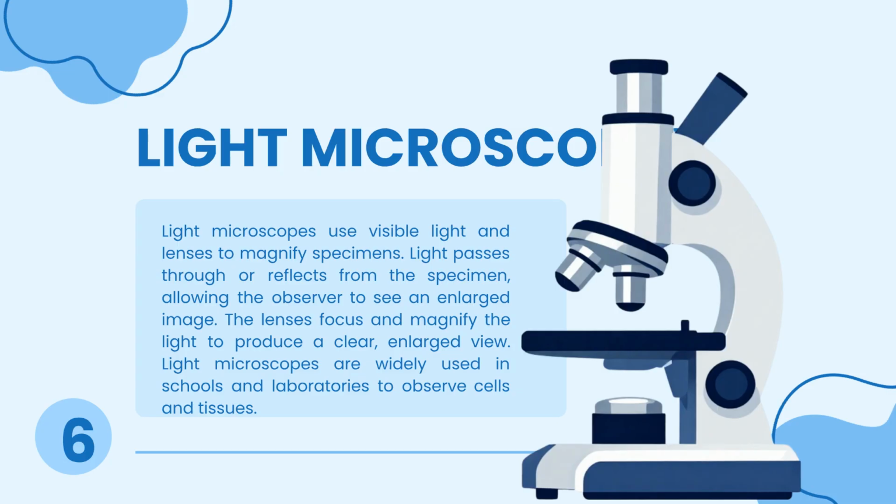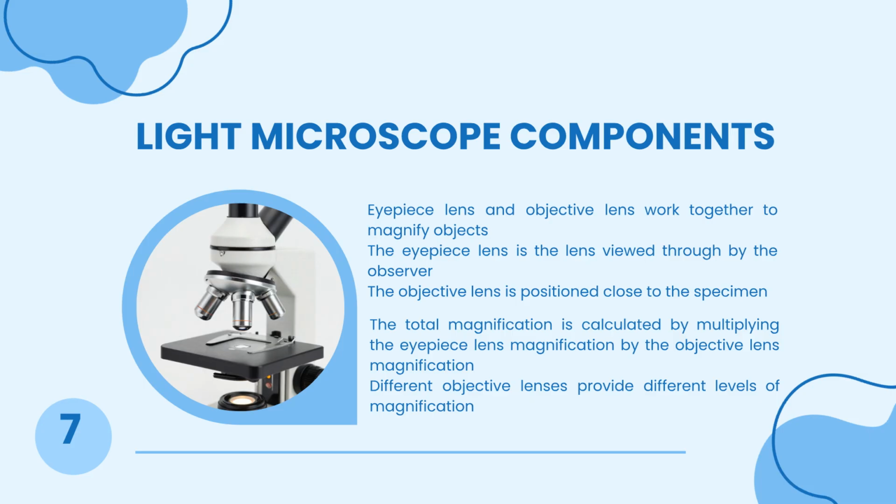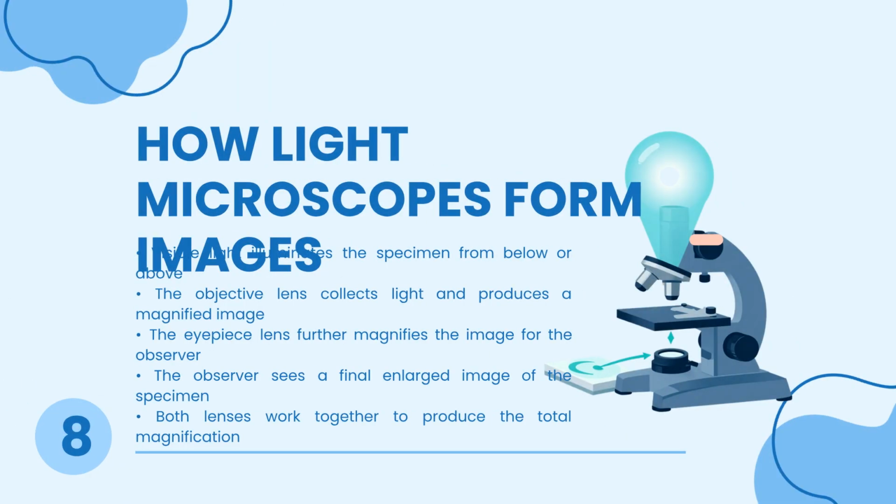Light microscopes use visible light and lenses to magnify specimens, creating clear, enlarged views widely used in schools and laboratories. Key components include the eyepiece and objective lenses. Total magnification is calculated by multiplying the magnification power of these two lenses together. Light microscopes form images by using light to illuminate a specimen, while the lenses work in tandem to magnify and focus the view for the observer.